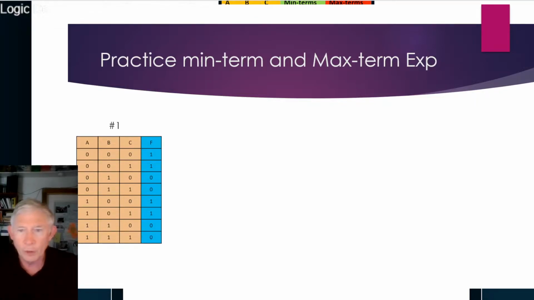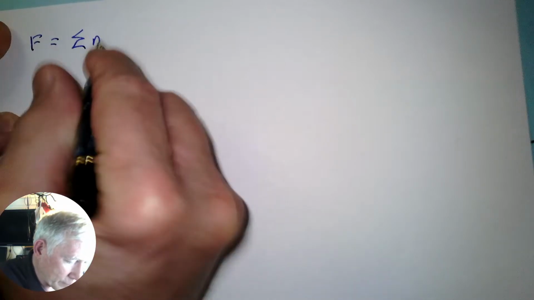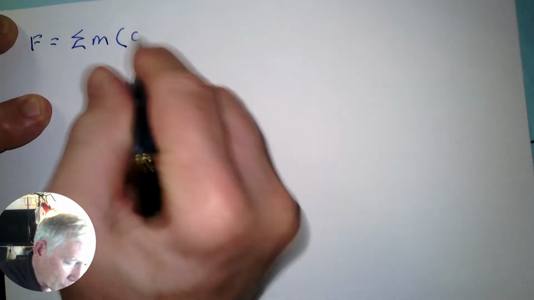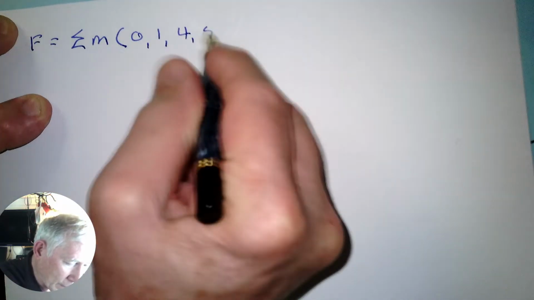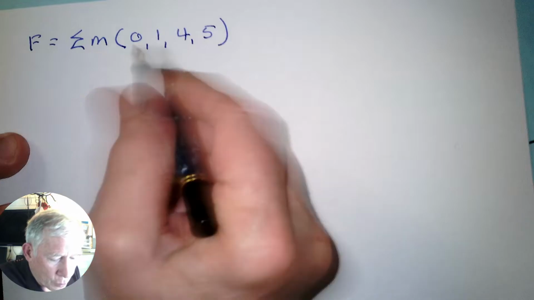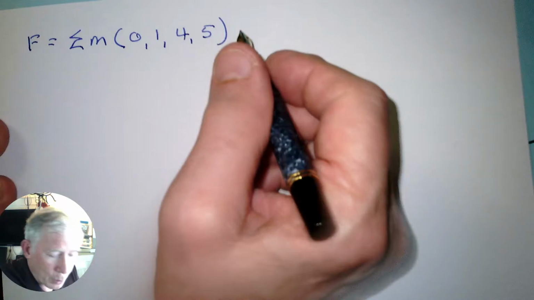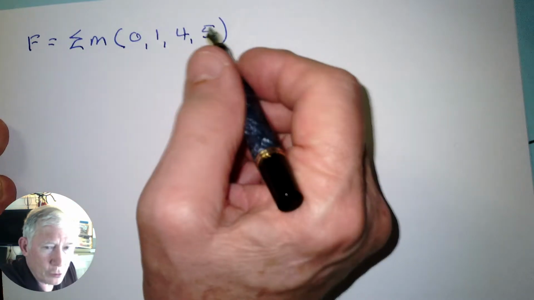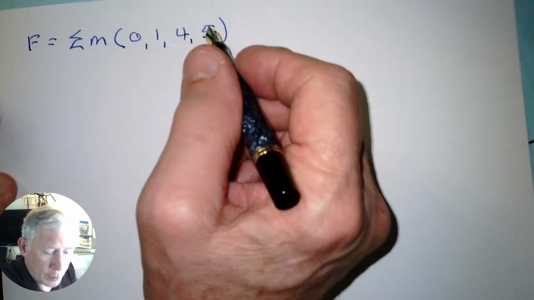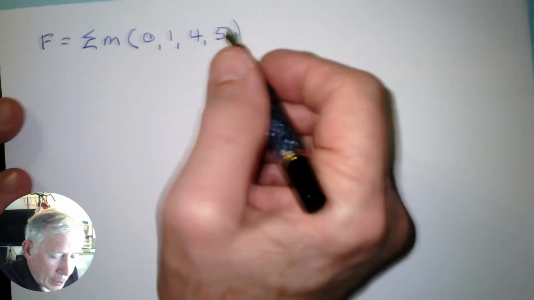So let me do it. So 0, 1, 4, and 5. Okay, no problem. So now we have the shorthand notation. We'll write f equals the sum of the little m's 0, 1, 4, 5. Now remember, these are just the row numbers where the desired value for f is 1. And that's why we're going to use the min terms from those rows. And each of those min terms is going to give us a 1. Now, how do we write that?